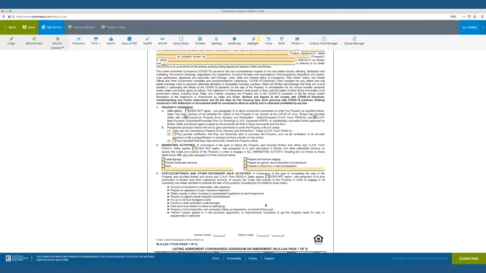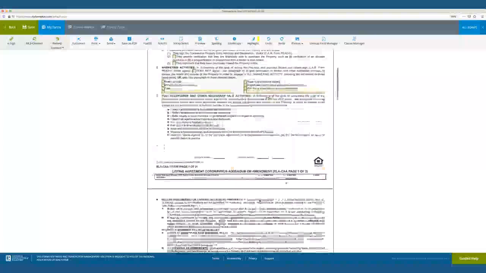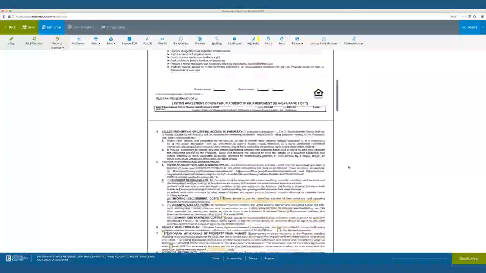Now, after they get an offer and they accept it, then there's a whole bunch of other things that go on. There's inspections, there's appraisals. They have to agree to that also. And at any point, if they don't agree, then it refers them to paragraph 4.